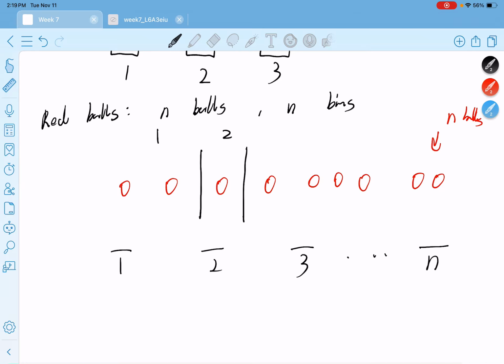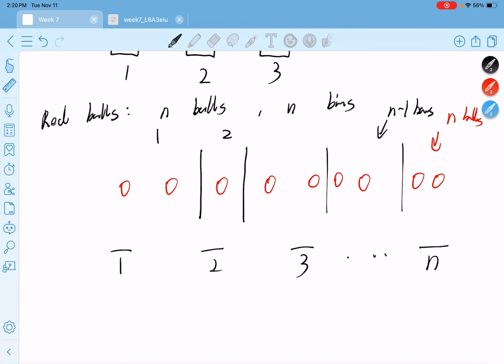Because we have n bins in total, we need to arrange some bars. We have n minus 1 bars, because we want to have n intervals, so we need n minus 1 bars to divide the n intervals. So right now the problem is much simpler. It becomes an arrangement problem.